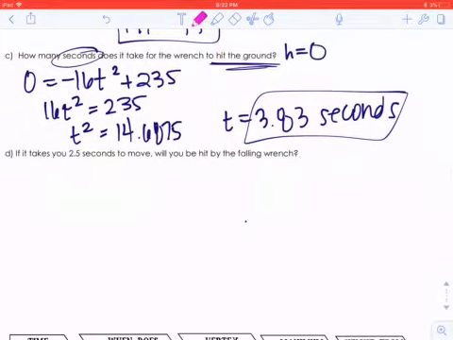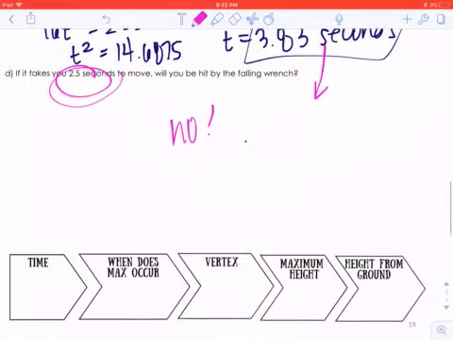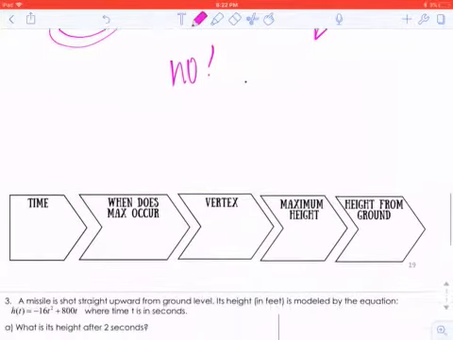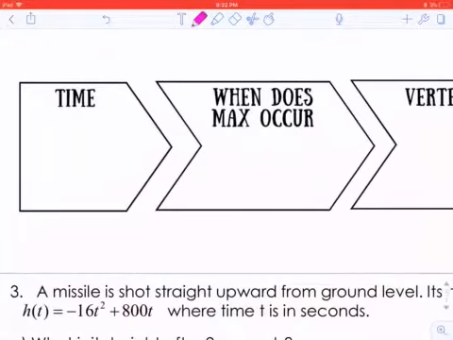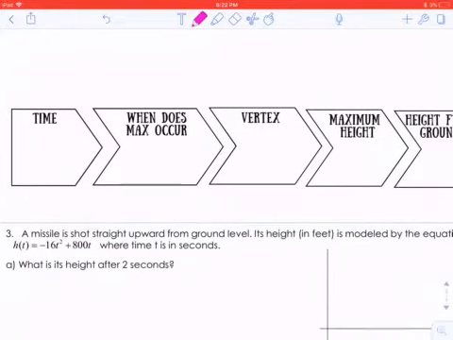All right. It takes you 2.5 seconds to move. Will you be hit by the falling wrench? So it hits the ground after 3.83 seconds. And if you can move in less time, then no, you will not be hit by the falling wrench. Some important things to know. Time is always on the x-axis.